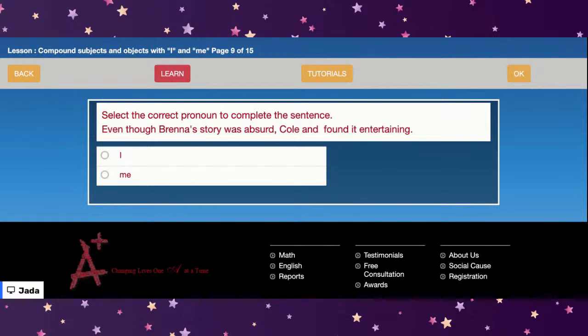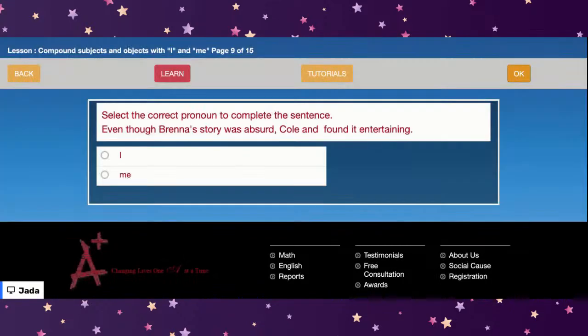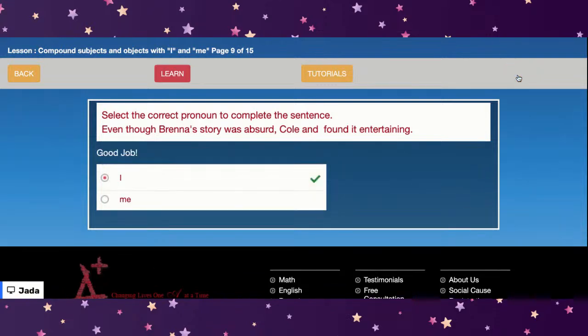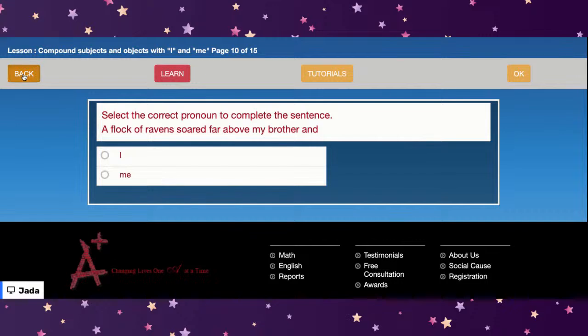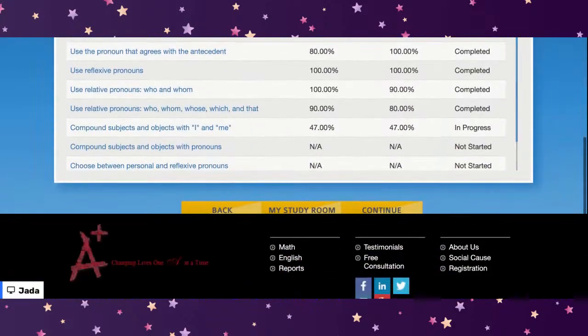Even though Brenna's story was absurd, Cole and I found it entertaining. So you can say I, because I is the subject there. You can take out Cole and then you can also say I found it entertaining. All right. So I hope that you all understand I and me. We will move on to the next lesson. Okay. So the next lesson we'll be having is compound subjects and objects with pronouns.